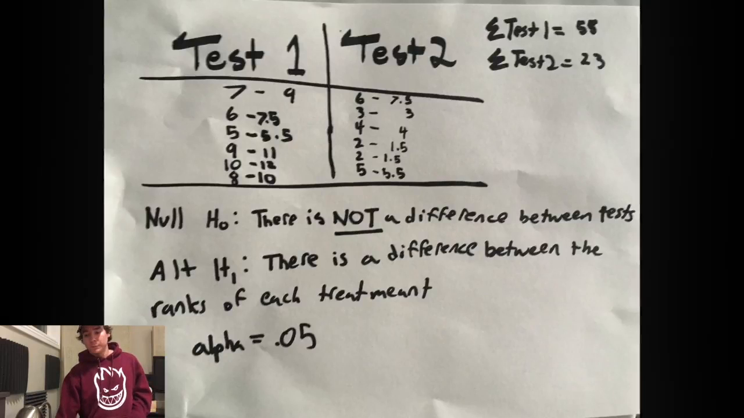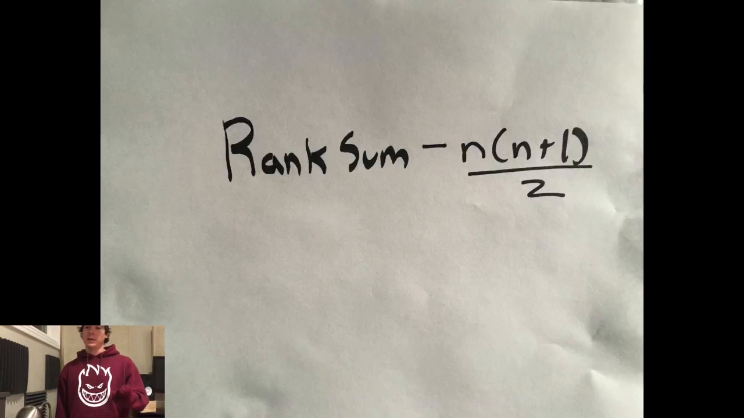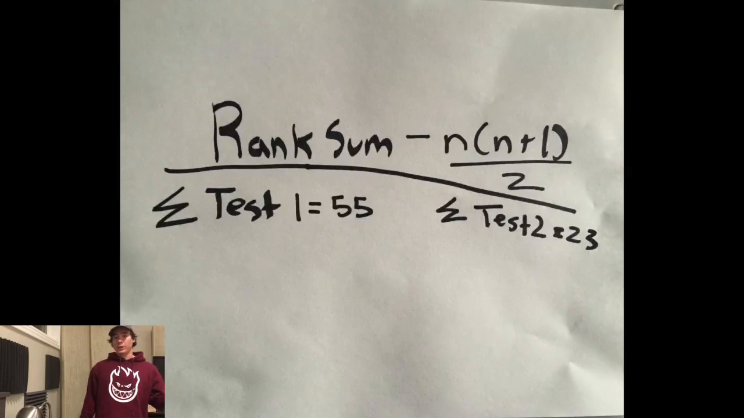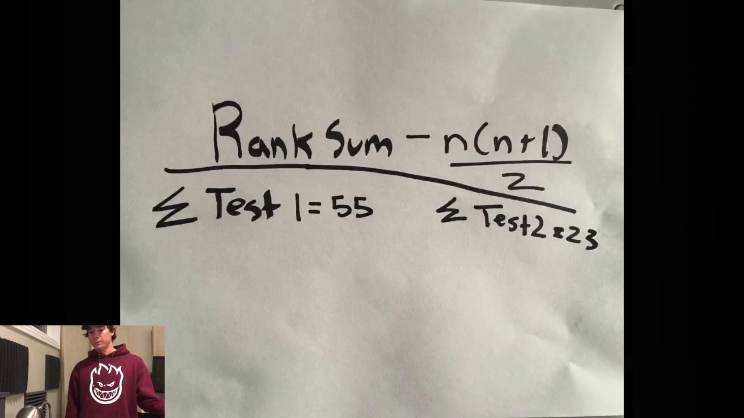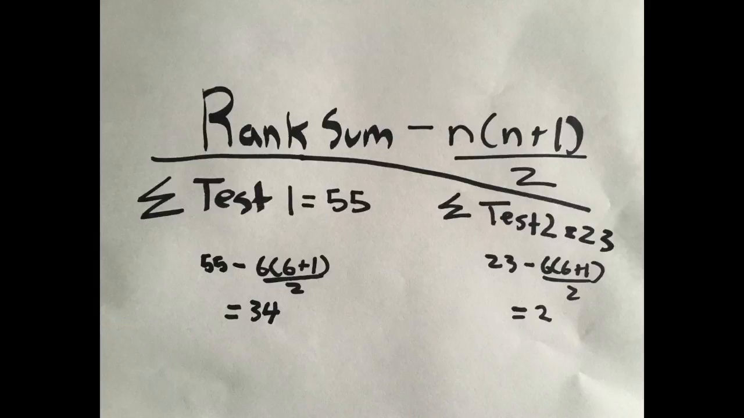and test 2 had a result of 23. The formula we are using for the Mann-Whitney test is rank sum minus n times n plus 1 over 2. We just calculated our rank sum, so we're going to do the formula for each one. We take our rank sum minus our n, which is 6, times 6 plus 1, which is 7, over 2. We get 34.